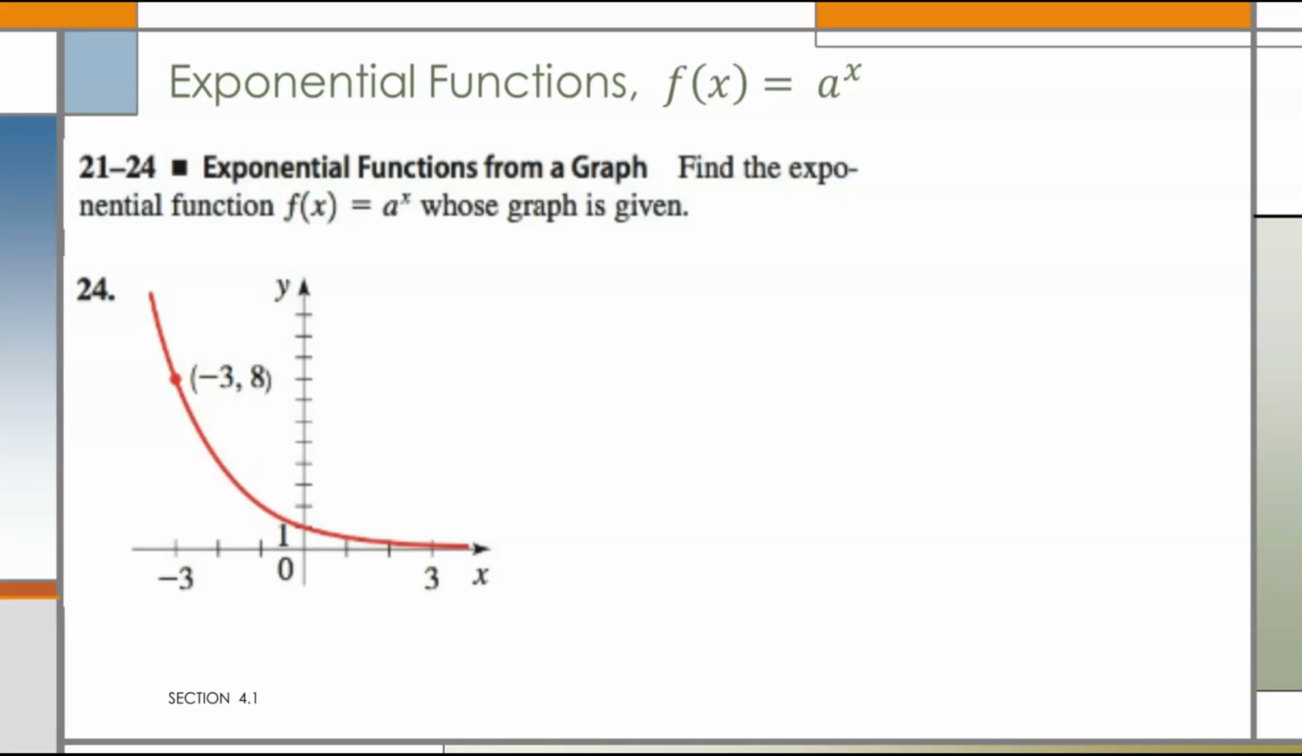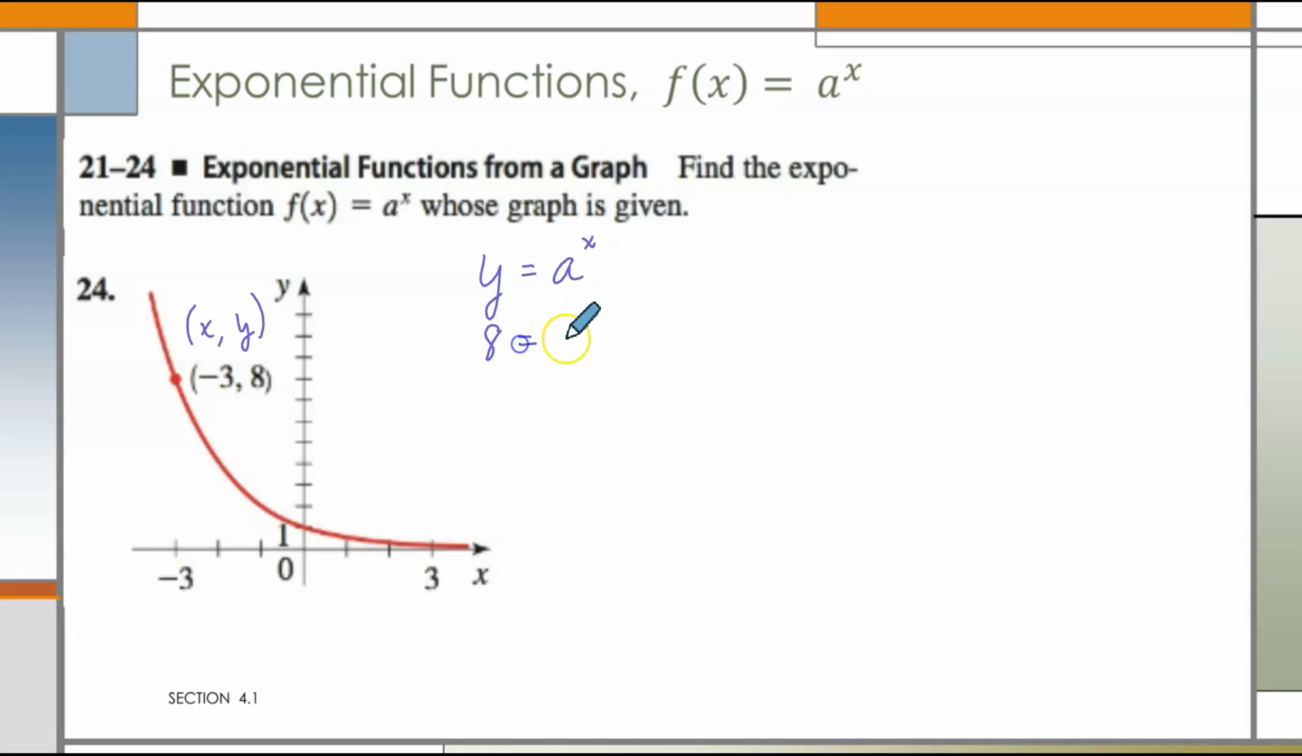Okay, let's look at this problem here. For this problem, we want to find the exponential function whose graph is given. Okay, so we see our graph is decreasing. We see that if x is equal to -3, y is equal to 8. Let's see if we could use that information with our exponential function, y is equal to a to the x power.